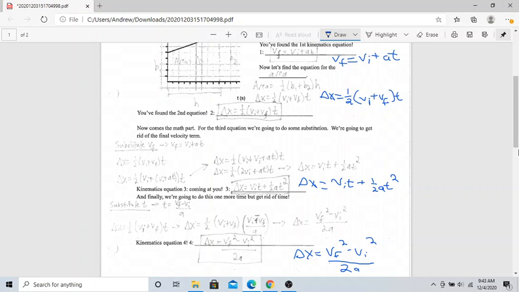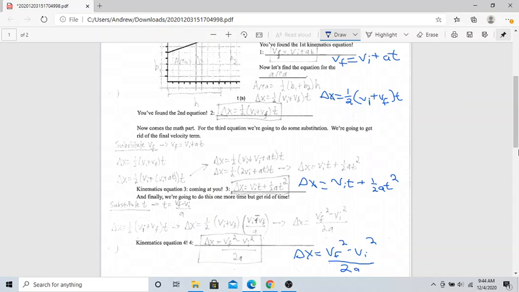All right, and the fourth and final equation, the last one we're going to write down, says that the displacement of an object is equal to the final velocity squared minus the initial velocity squared, divided by 2a. All right. Now, again, I am happy to explain in office hours if you want to come in and ask how we did this. This is, again, the shortened version of the equations.